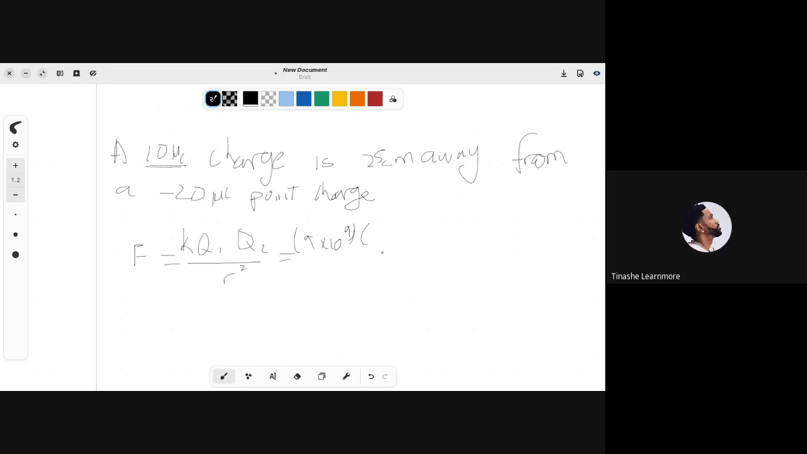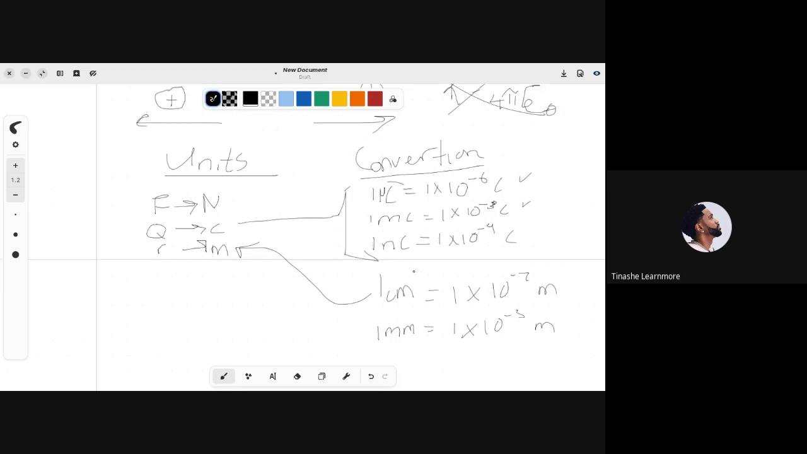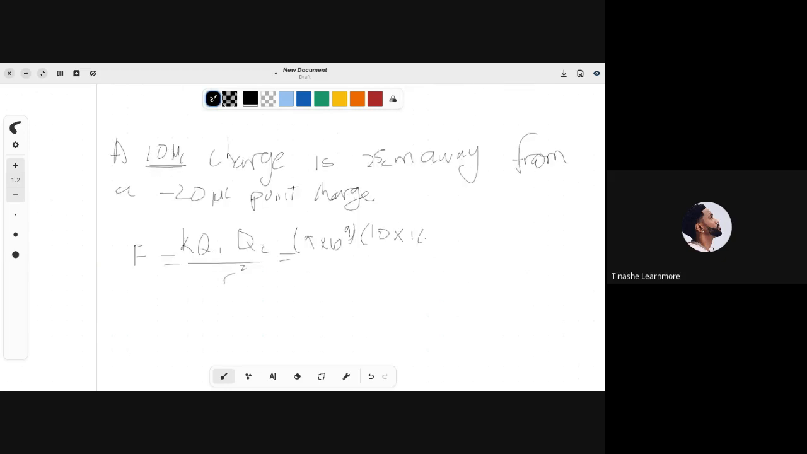So the first charge is 10, so this will be 10 times 10 to the negative 6, because it is in microcoulombs. The other one is negative 20, but I'm just going to put in 20 times 10 to the negative 6, and this is all divided by the distance, which is 25 centimeters away.